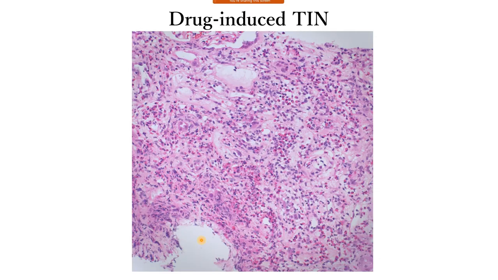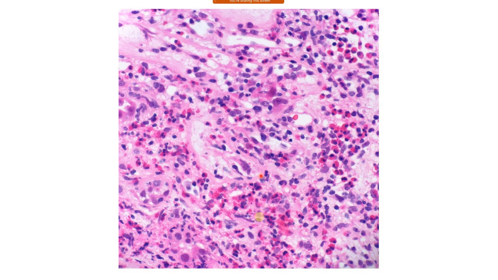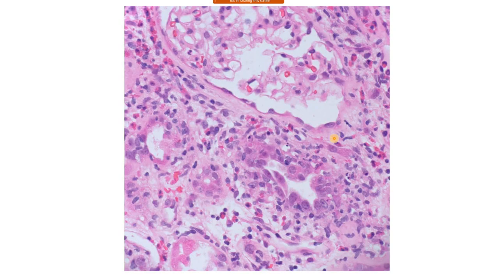This is an example of severe drug-induced TIN. As you can see, there are inflammatory cells, mainly eosinophils, in the interstitium, and also some edema everywhere. And this is a higher magnification. You see the eosinophilic granules in the cytoplasm. These are eosinophils.